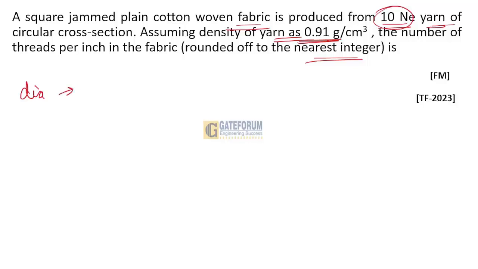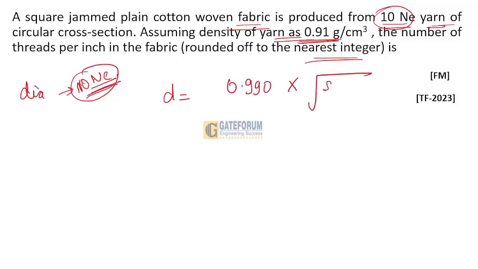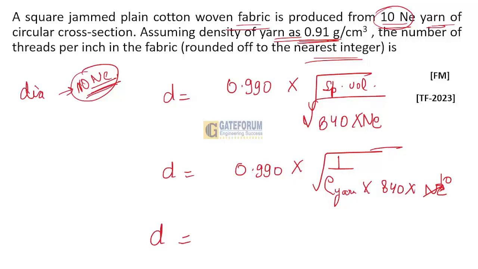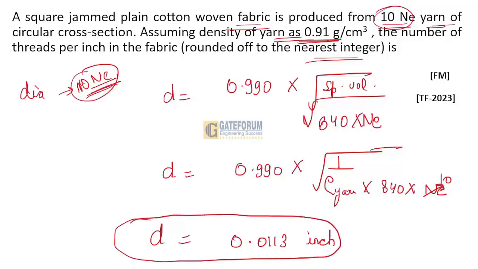So it is of 10 Ne yarn count, given. It is an indirect count. Since you know the diameter for an indirect count is 0.90 into square root of specific volume of yarn upon 840 into Ne. This is how it is calculated. Then diameter is 0.90 into, specific volume is basically 1 upon density. So 1 upon rho of yarn, into 840 into Ne. So when you will calculate, Ne is given as 10, when you will calculate this, then it will come out to be 0.0113 inch. You just do it from your end. This is the diameter value that you will get.